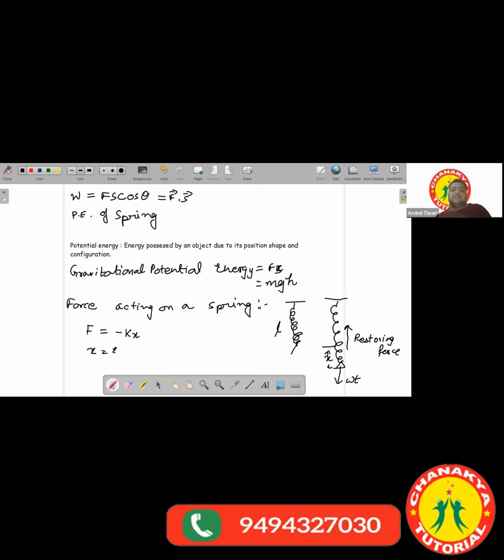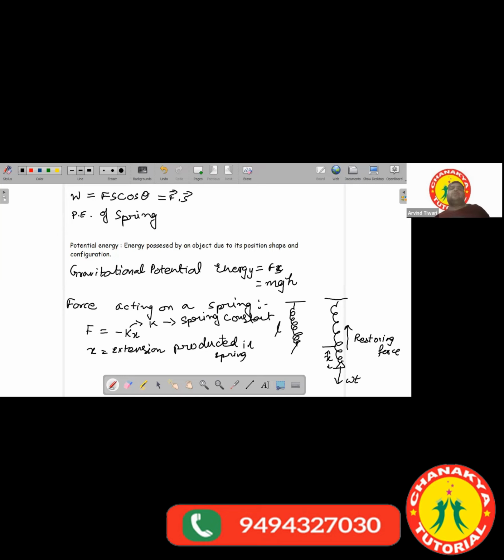Here x is the extension produced in the spring, and k is the spring constant. This value k is called the spring constant. Okay, so k is the spring constant.